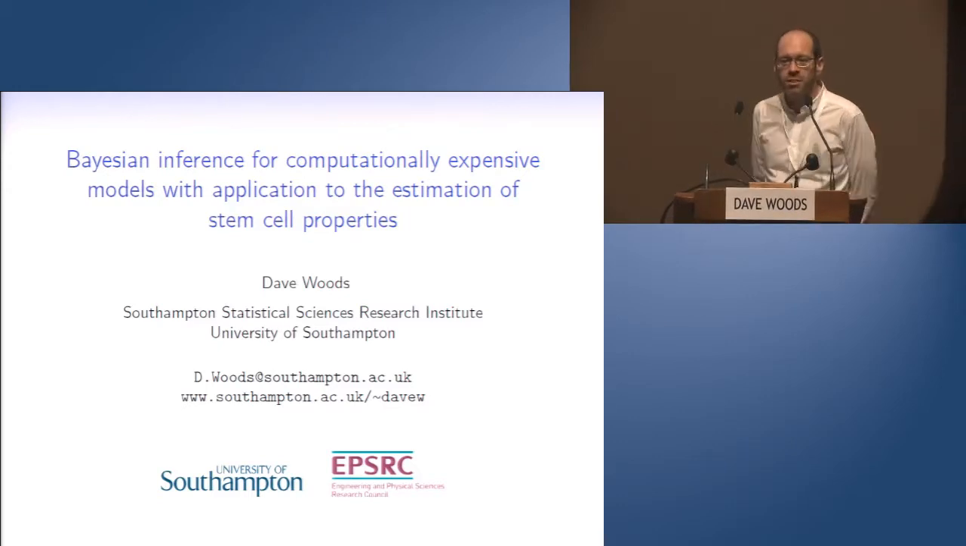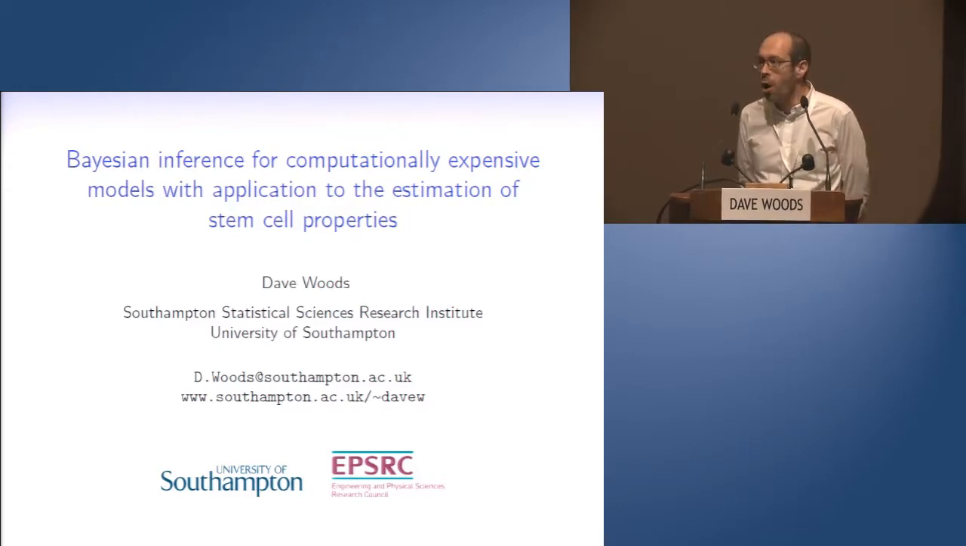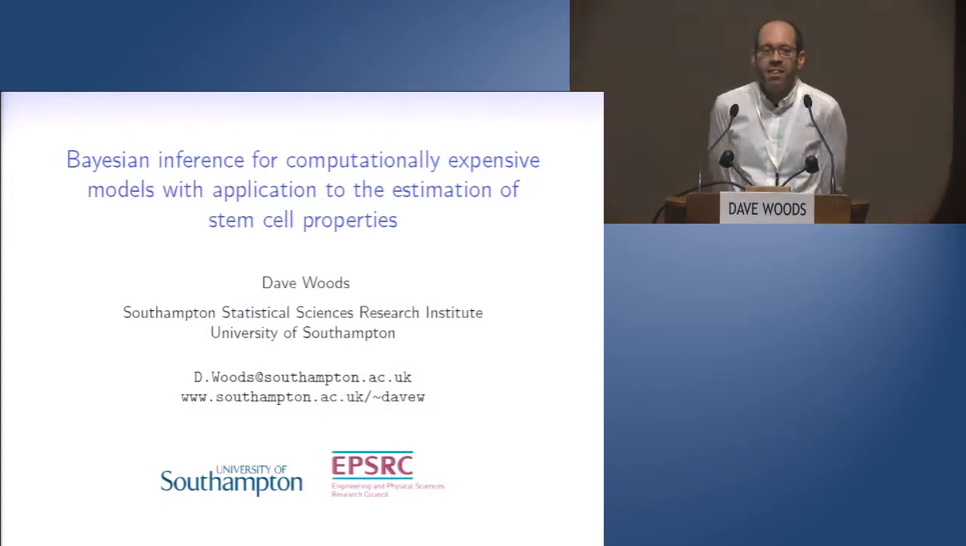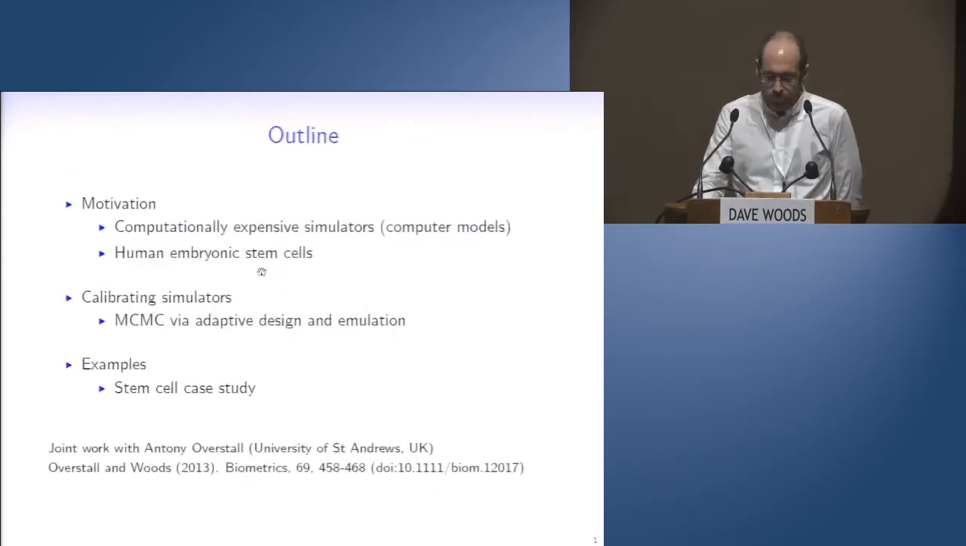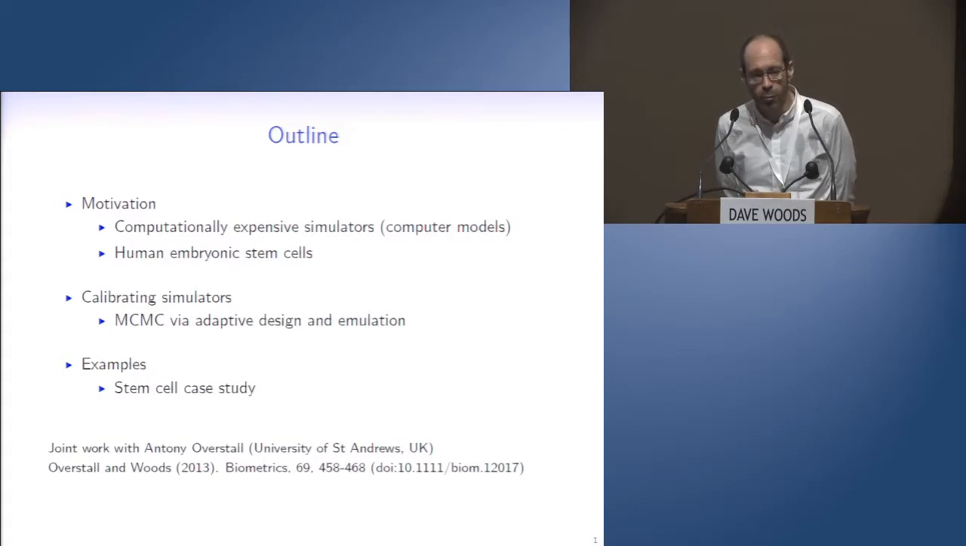So I'm going to be talking today about some work we've been doing on how to essentially facilitate the computation behind Bayesian inference for computationally expensive models using some ideas from design of experiments and particularly computer experiments. So I'm going to start by describing the basic area we're looking at, give some motivation for these types of models, and in particular, think about the case study which we're going to be talking about, which is estimating the physical properties of human embryonic stem cells.